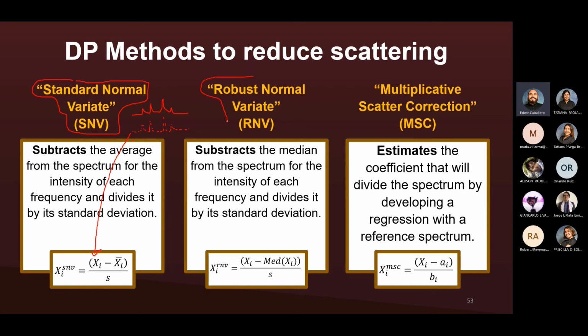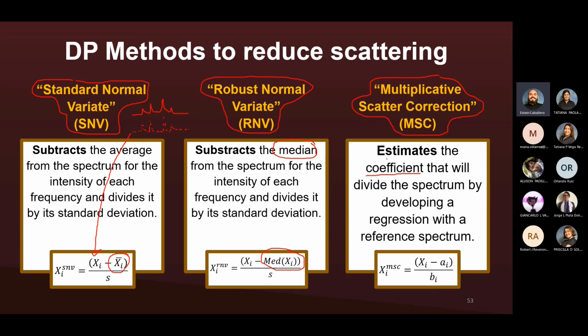Now, robust normal variate, it's basically the same thing, but instead of subtracting the average, you're subtracting the median. All right, so it's really, really close to the same thing, only that you're using 2 different measurements for the central tendency of your data. Now, multiplicative scatter correction is completely different from standard and robust normal variate. You are reducing scattering, that's the thing that they have in common, but with multiplicative scatter correction, what you're doing is you're estimating a coefficient.